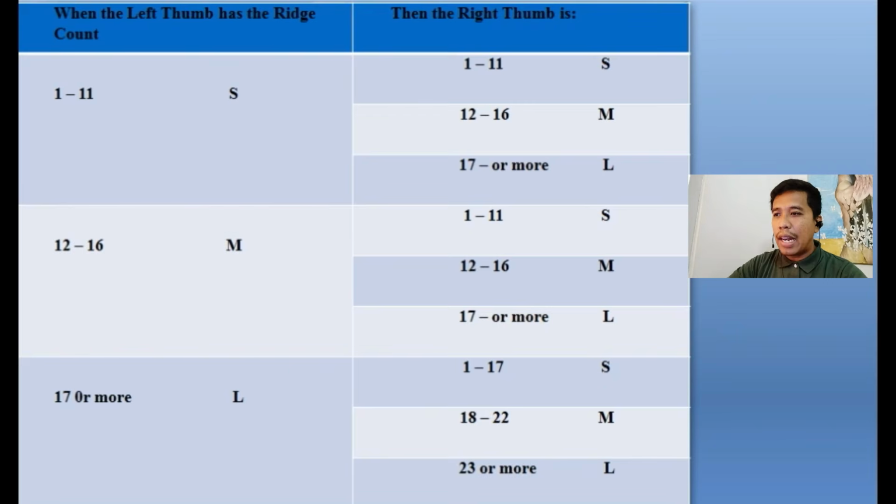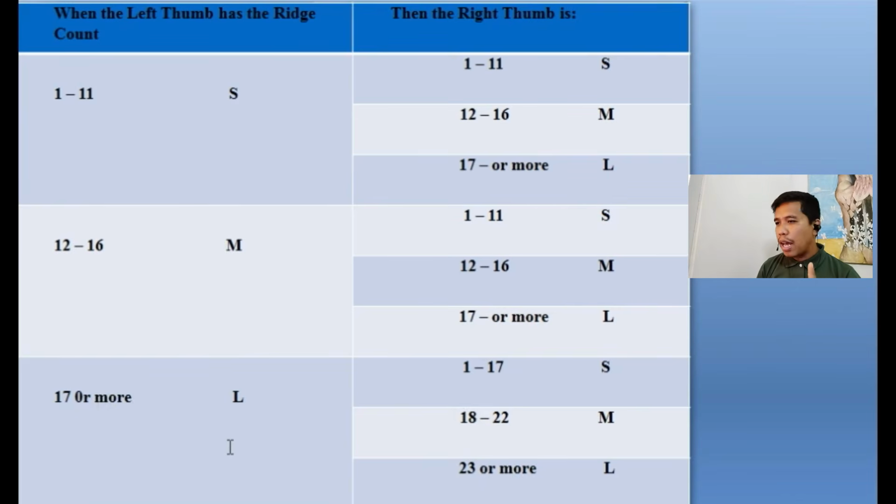Same format for the right thumb if the left thumb has a ridge count of 12 to 16. So 1 to 11 is small, 12 to 16 is medium, 17 or more is large. But you can notice that there is a variation when the left thumb has a ridge count of 17 or more, which is large. Consider that large, but for the right thumb, take a look at the variation. 1 to 17 is considered small, 18 to 22 medium, 23 or more large.